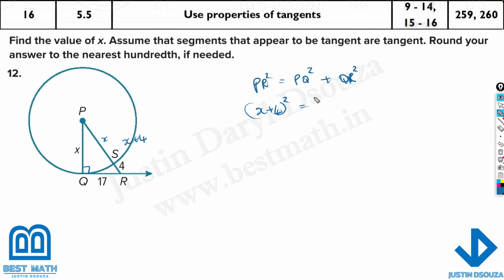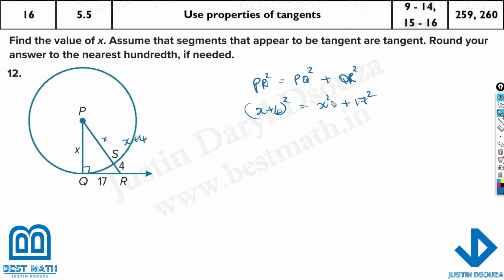That is equal to, now this is going to be a little tricky, it's going to be x squared plus 17 squared. Now what is the issue? We cannot take the square root over here. If we take the square root, then it's going to be the square root of x squared, it's just going to be complicated, right?